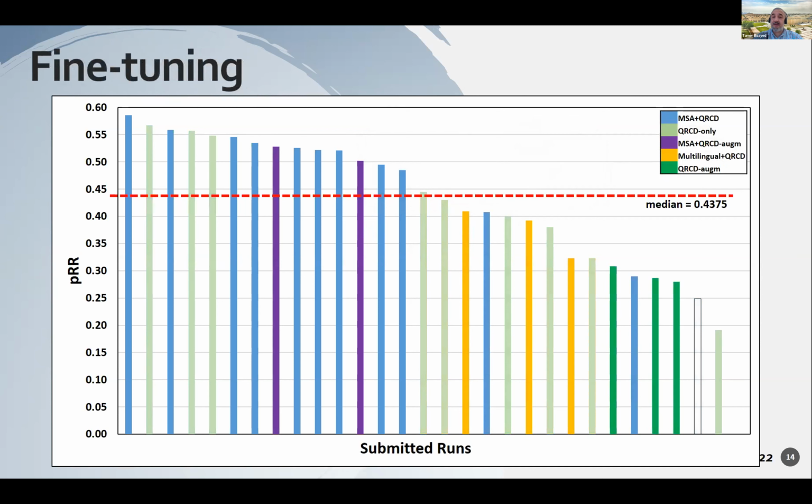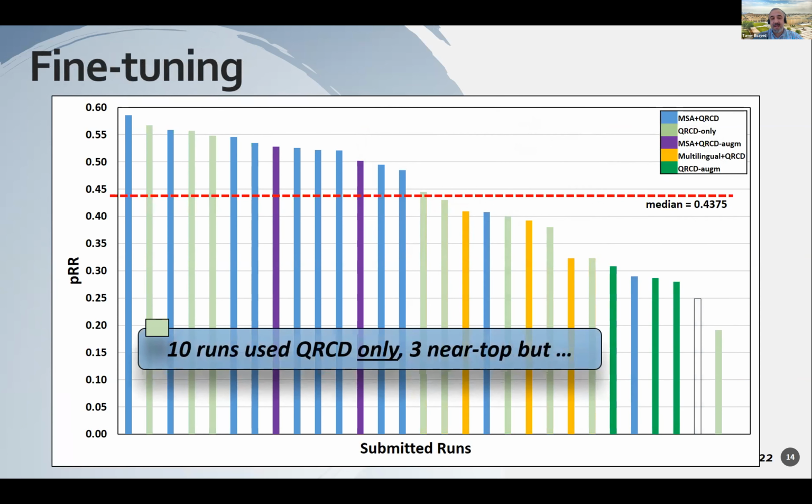For fine-tuning, some of the teams used only the labeled dataset that we provided. Actually, 10 runs used QRCD only. These are the green ones here. You will see that 7 of them were below the median, so the performance was not that good. 3 of them were actually among the top 5. All of them came from the same team, and we believe that the reason is not that they used QRCD only, because they did some post-processing also, as we will hear today. So in general, using QRCD only was not helpful.